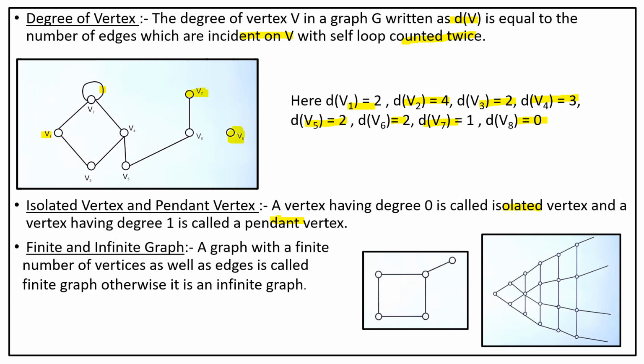Now coming to finite and infinite graph. A graph with a finite number of vertices as well as edges is called a finite graph. Otherwise it is an infinite graph. If we consider this example, we can see that the number of edges and vertices are finite. And in this example, we can say that the number of edges and vertices are infinite. So this is an infinite graph, and the graph which has a finite number of vertices and edges is called a finite graph. As we can see here, this is a finite graph.